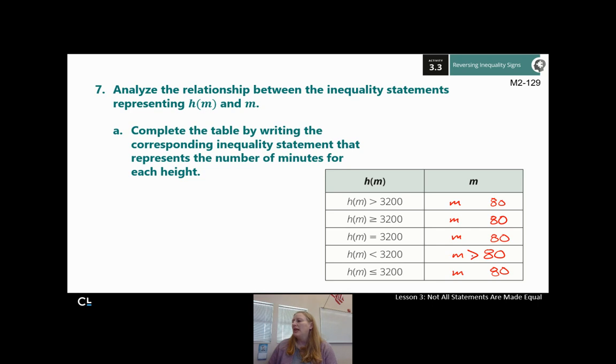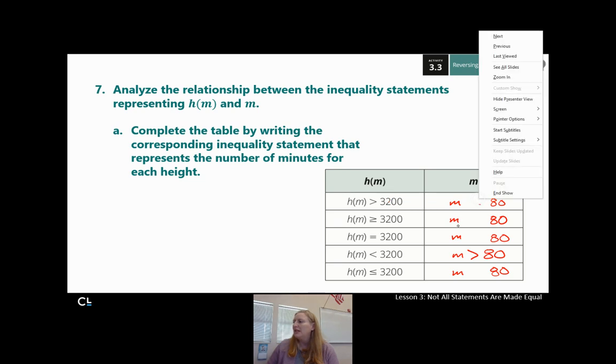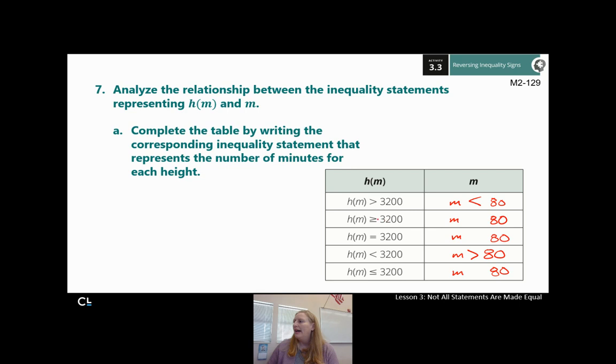Now, I notice that my sign flipped. So if h of m is greater than 3,200, then that means m is going to be less than 80. Oopsie. If h of m is greater than or equal to 3,200, that means m would be less than or equal to 80. This one, h of m equals 3,200, so m equals 80. Okay, fair enough. That one doesn't really do much.